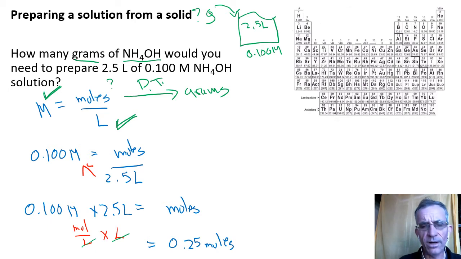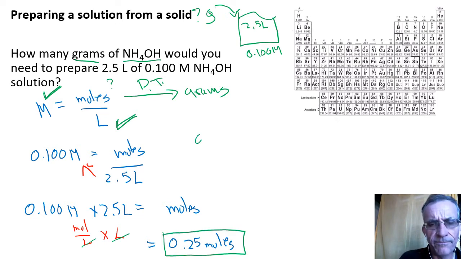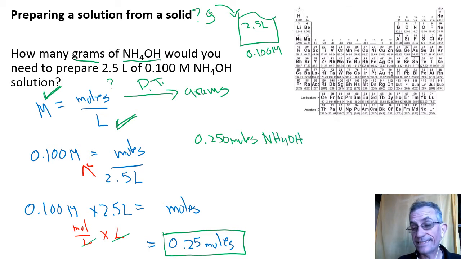So yes, 0.1 molarity times 2.5 liters, we need 0.25 moles. Now, let's be a little clearer. We need 0.25 moles of ammonium hydroxide. All right, so that's not quite the answer, though. I want to know what's the weight. How much solid are you going to get? So what we have to do next, once you know how many moles you're going to get, is figure out how many grams that is.